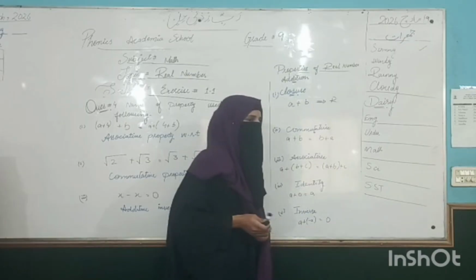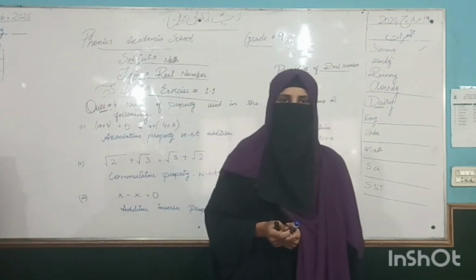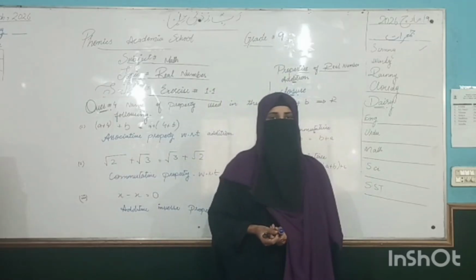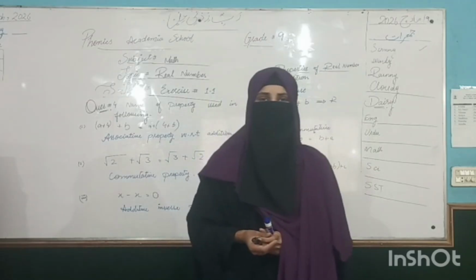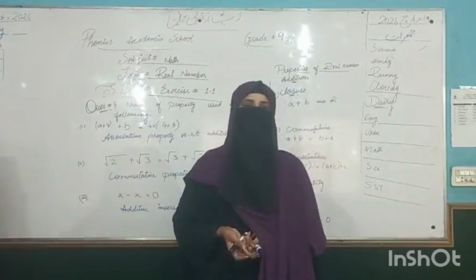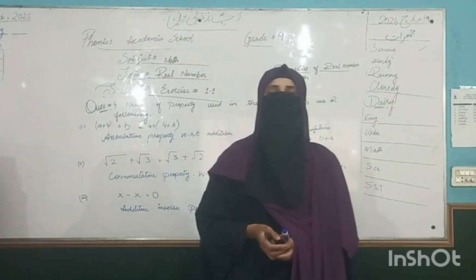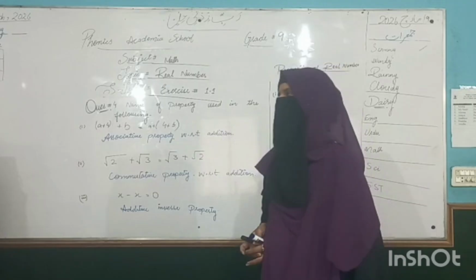Last is the inverse property. When you have a plus minus a, that is a minus a, it is equal to 0. When two terms are the negative of each other and the answer is equal to 0, it is called the inverse property of addition.